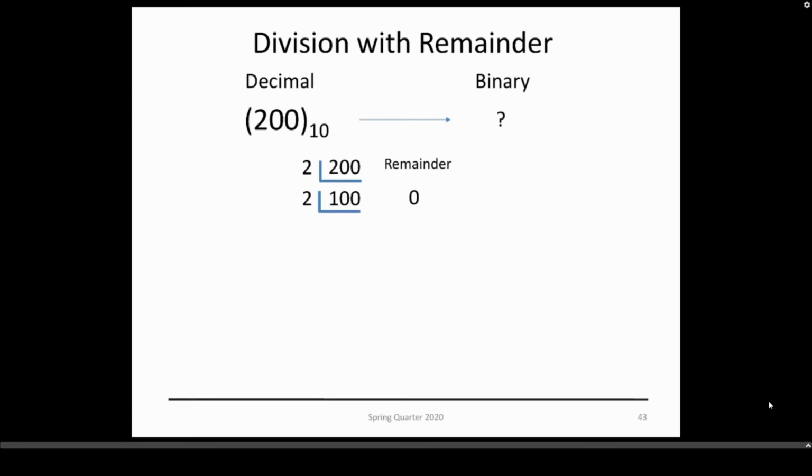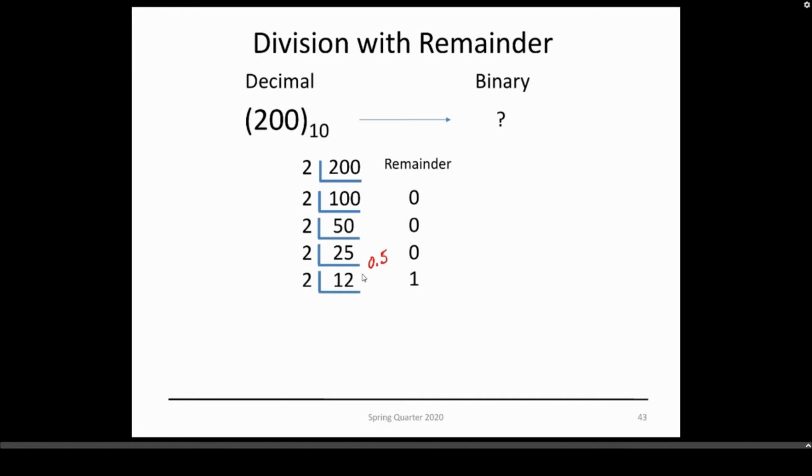100 divided by 2 gives you 50. Remainder 0. 50 divided by 2 gives you 25. Remainder 0. And now 25 divided by 2 gives you 12.5. Because I cannot represent the halves, I put the 12, and the 0.5 is going to be your remainder. In this case it is 1. Remember, binary numbers, either 0 or 1.